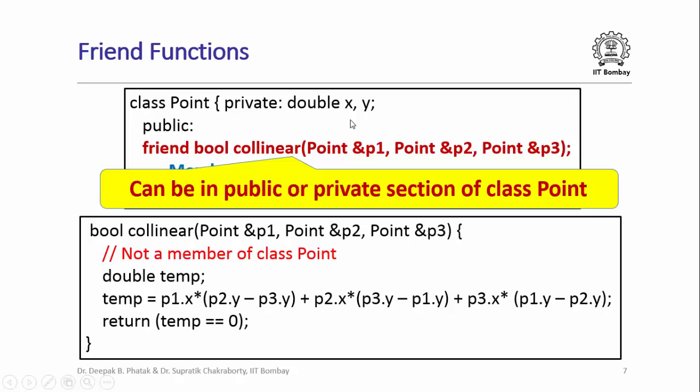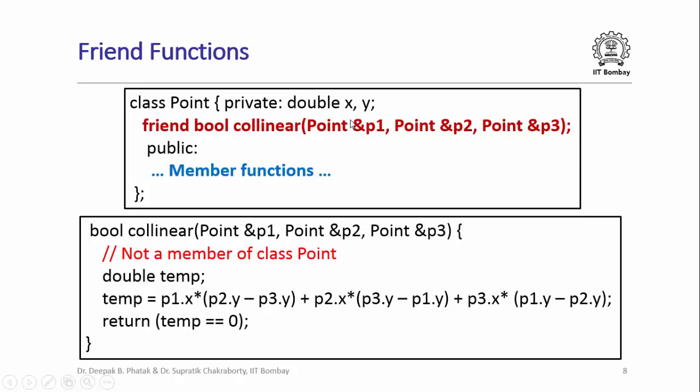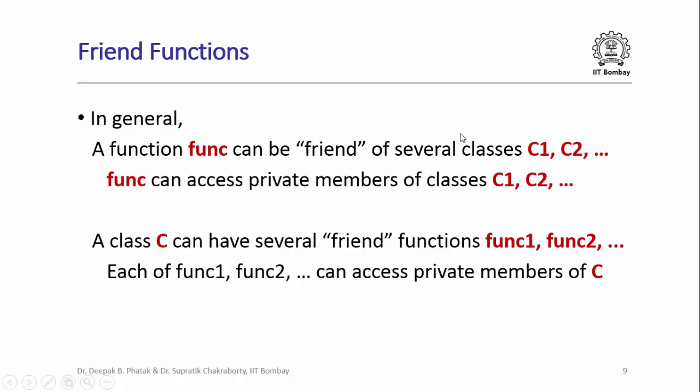It does not matter. You could put it wherever you want. For example, I could put it in the private section as well, and it would achieve exactly the same effect. Now, in general, a particular function can be a friend of several classes, in which case it has access to the private members of all of those classes. And similarly, a class can have several friend functions, and then each of these functions has access to the private members of this specific class.